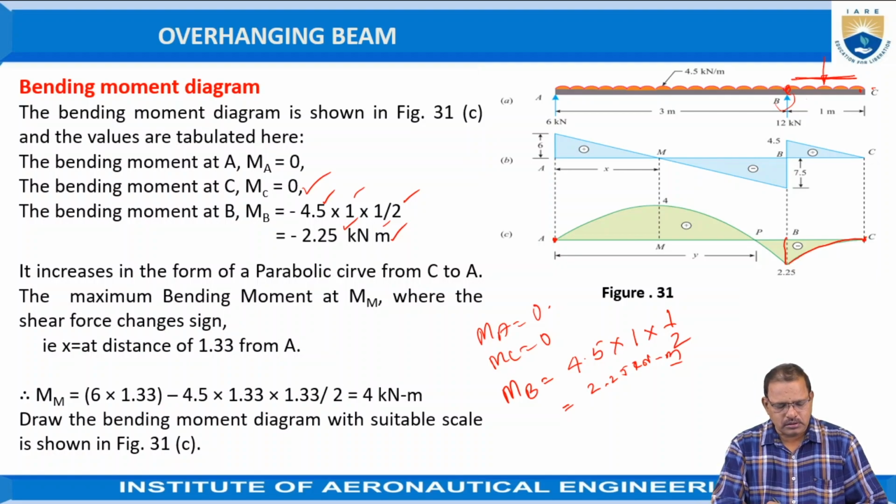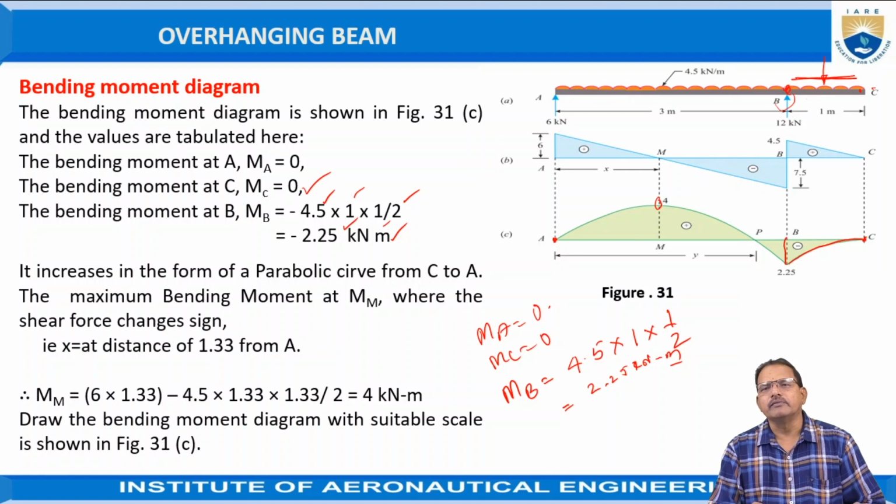Now, the bending moment at a point M. M is the point at which the bending moment is the maximum. Hence, considering the forces acting toward the left hand side of the beam, toward the left side that reaction is there, RA, at a distance equal to 1.33. The effect is a sagging effect, hence it's positive.